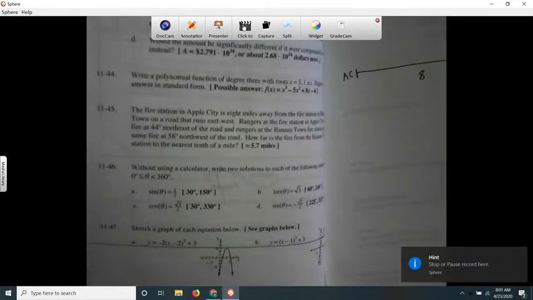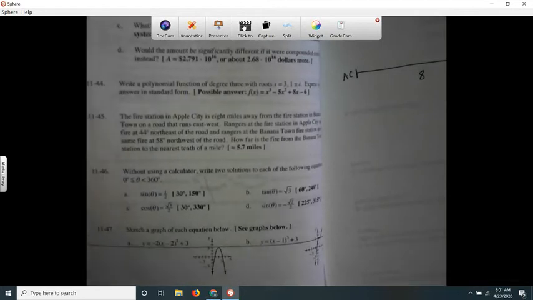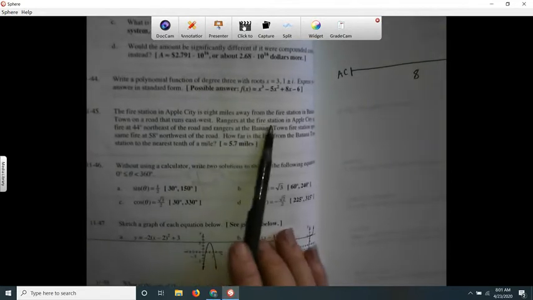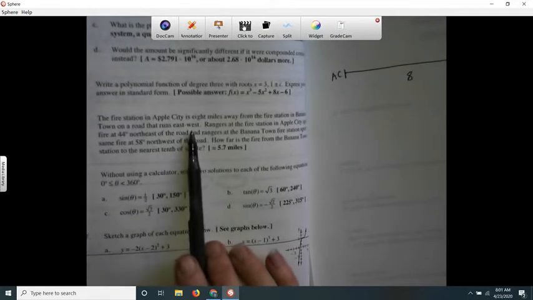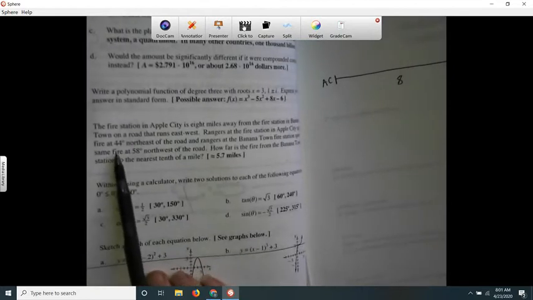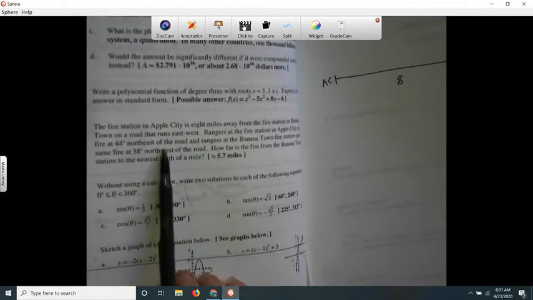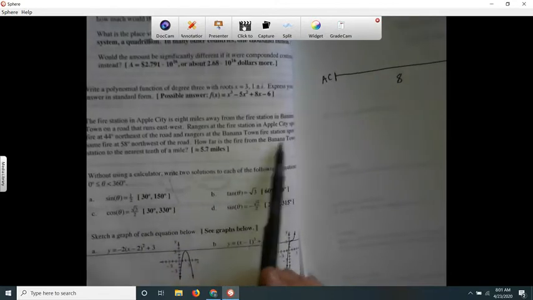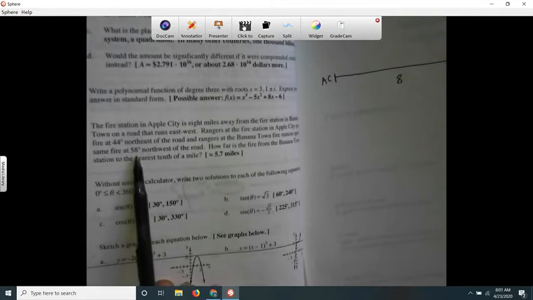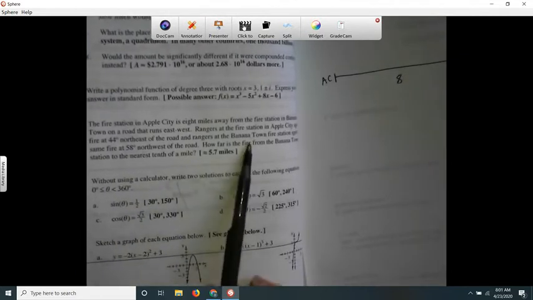Here's Integrated 3, 11-45. It says the fire station in Apple City is 8 miles away from the fire station in Banana Town on a road that runs east-west. Rangers at the fire station in Apple City spot a fire at 44 degrees northeast of the road, and rangers at Banana Town fire station spot the same fire at 58 degrees northwest of the road. How far is the fire from the Banana Town station to the nearest tenth of a mile?